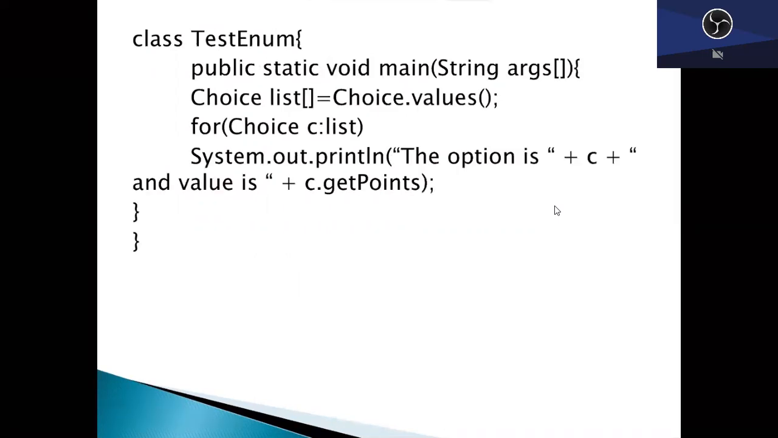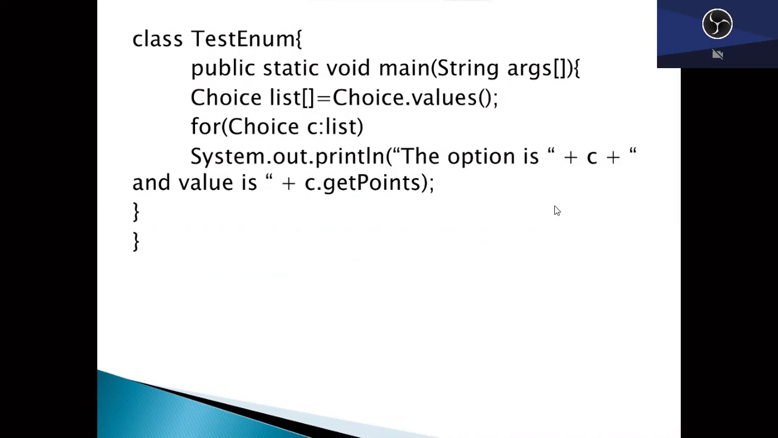Here we are testing our enumeration. In the main function, I have an array called list, of type Choice. I have used Choice.values, the same thing we did earlier. So, for Choice c : list, c is iterating through each and every element of the list. The list here is populated with all the constants of Choice: Yes, No, and Maybe.